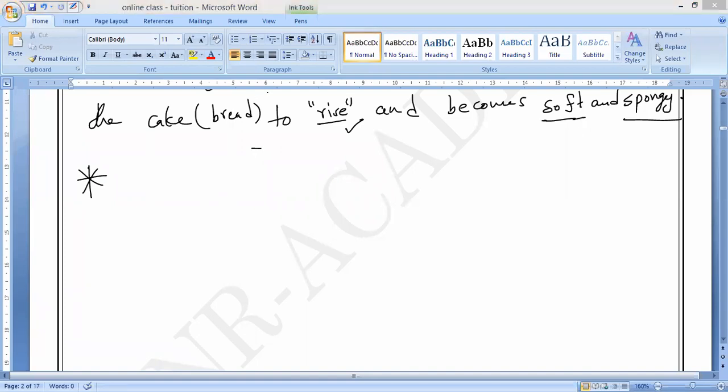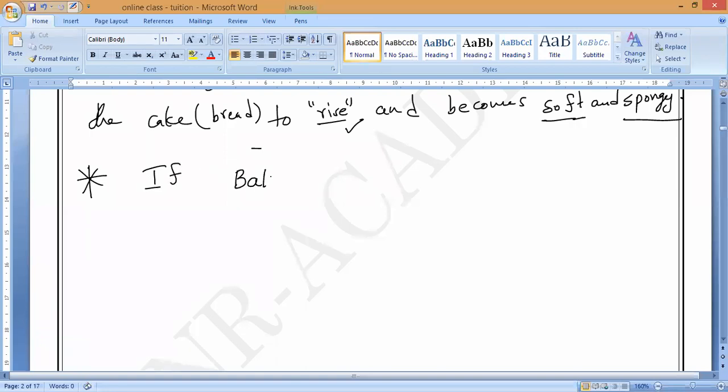What will happen? The dough will not rise and the cake will not be soft and spongy. The carbon dioxide will not form, that is what you have to remember. If baking powder is not added in the preparation of cake, the cake or bread obtained will be very hard and quite small in size.